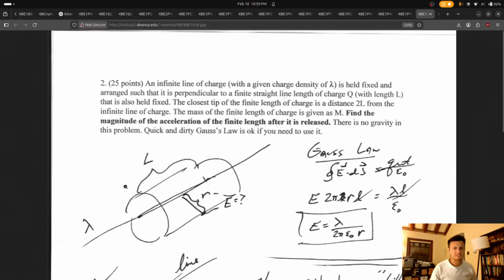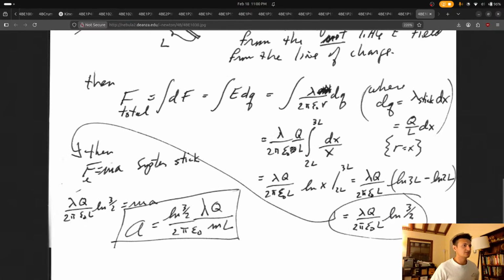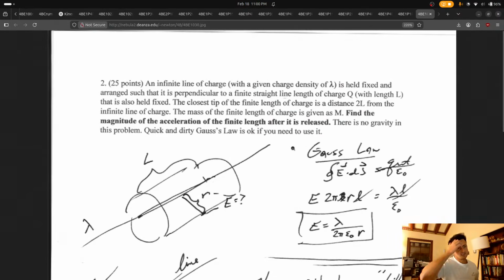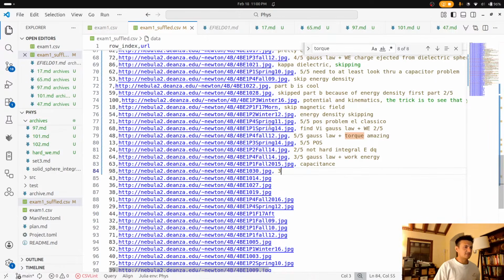I think the most important thing is to probably remember that every time you write down work energy, F equals ma, tau equals I alpha, you got to define what system you're talking about. That's really important. It's Gauss's law. It's probably like a 3 out of 5. Gauss's law, integrate E dq, plug into F equals ma.